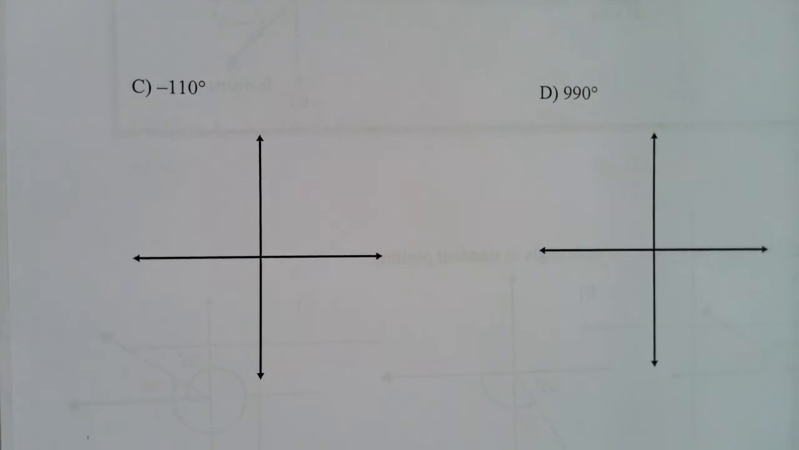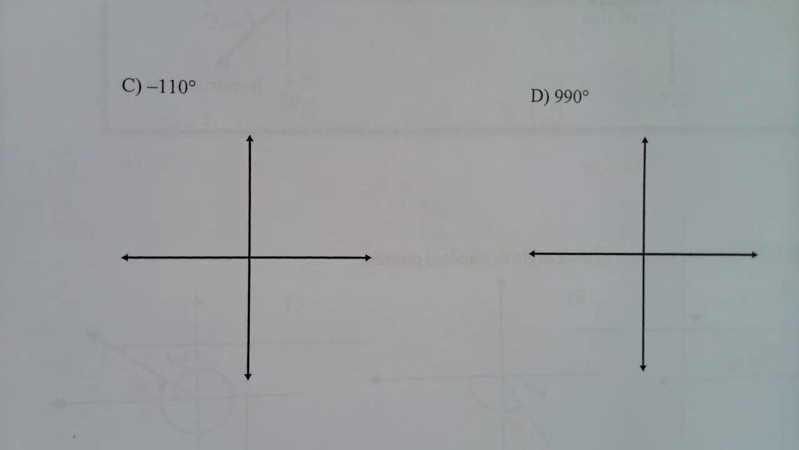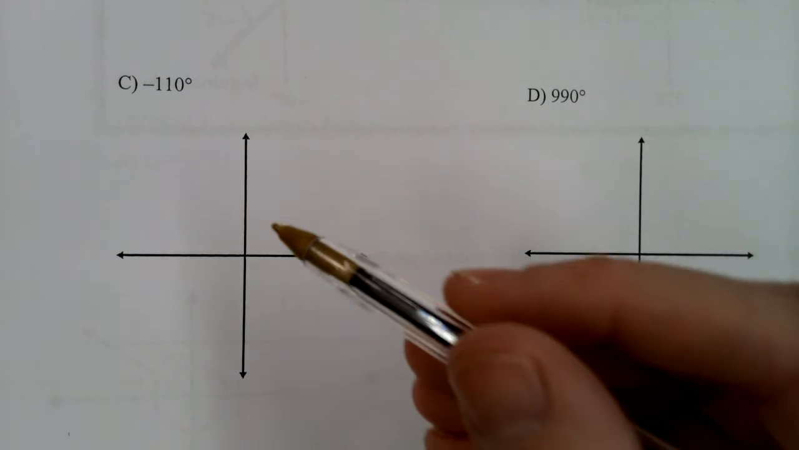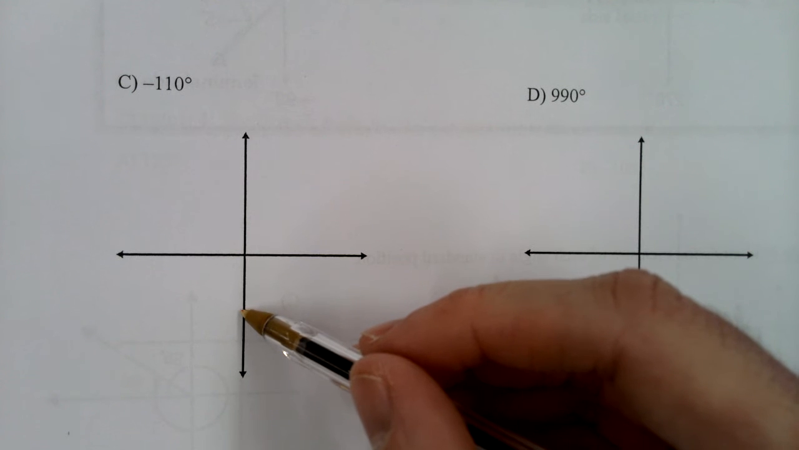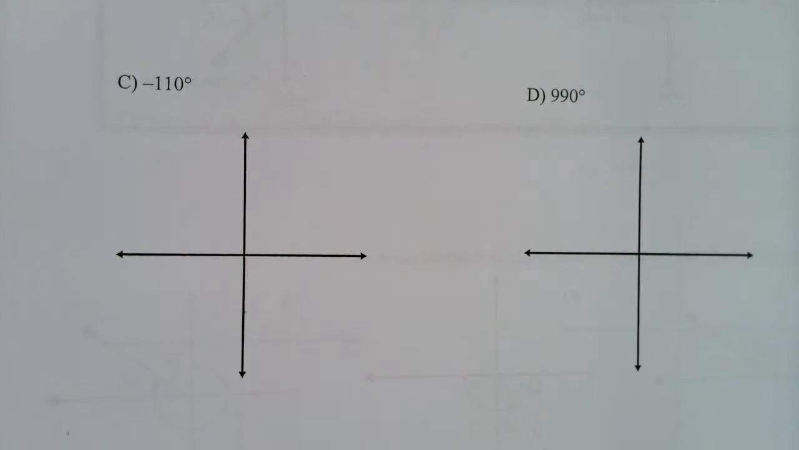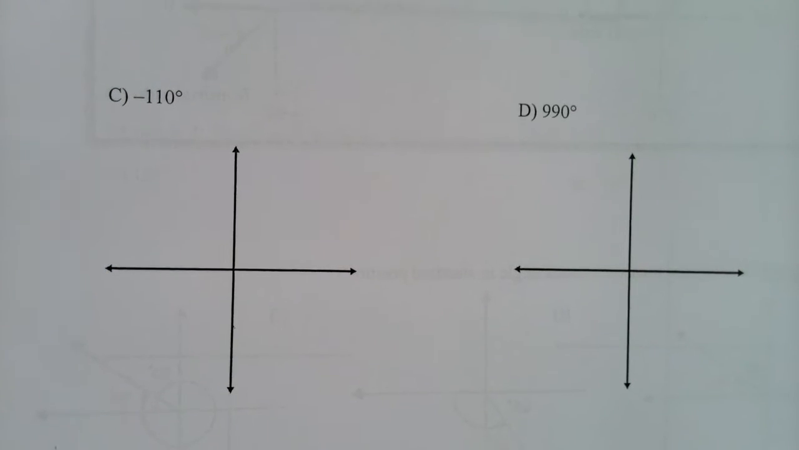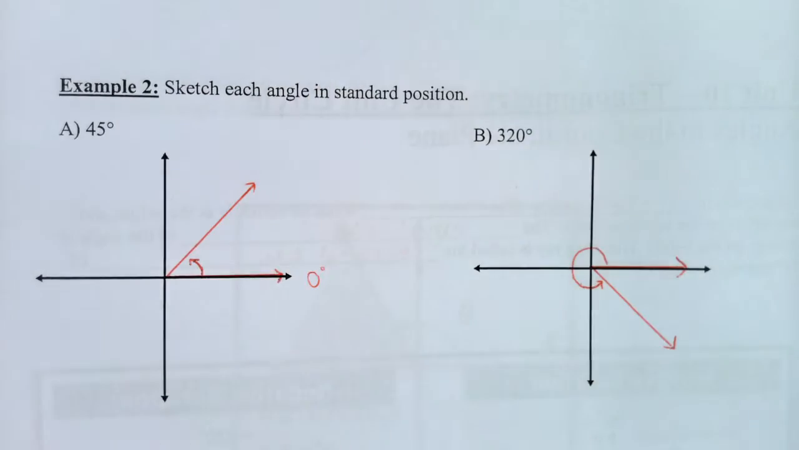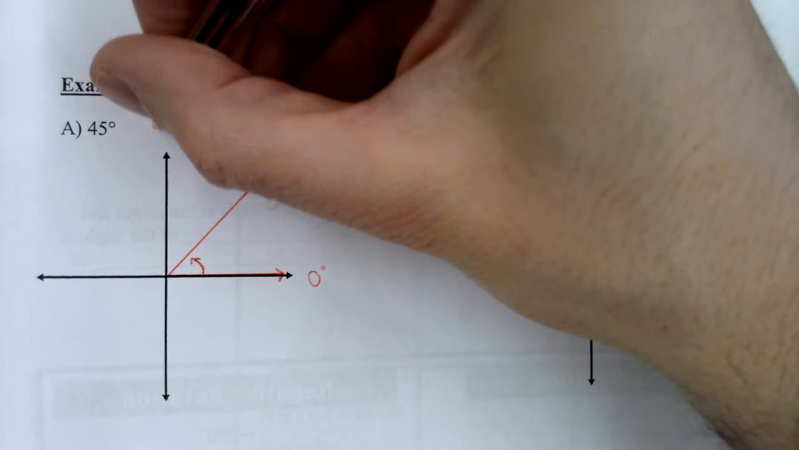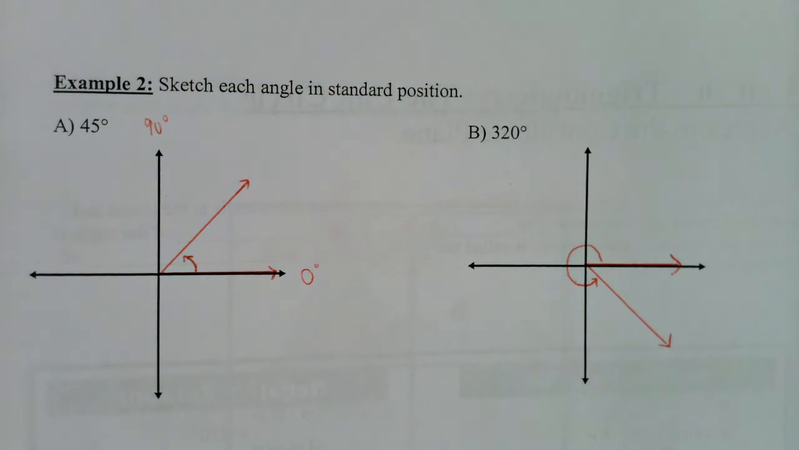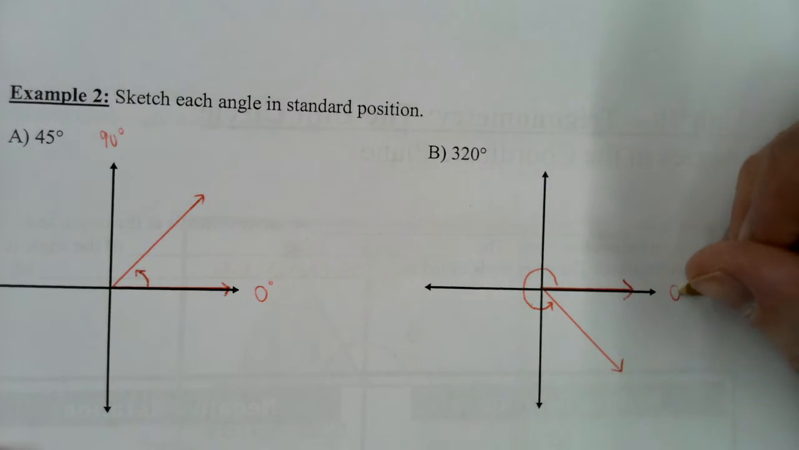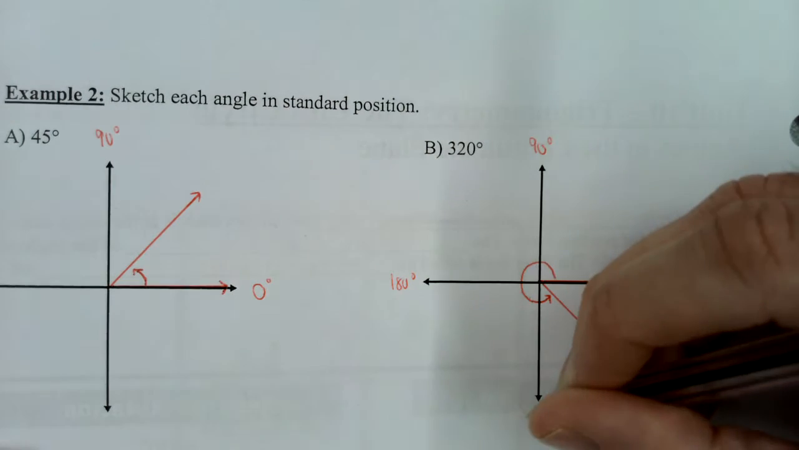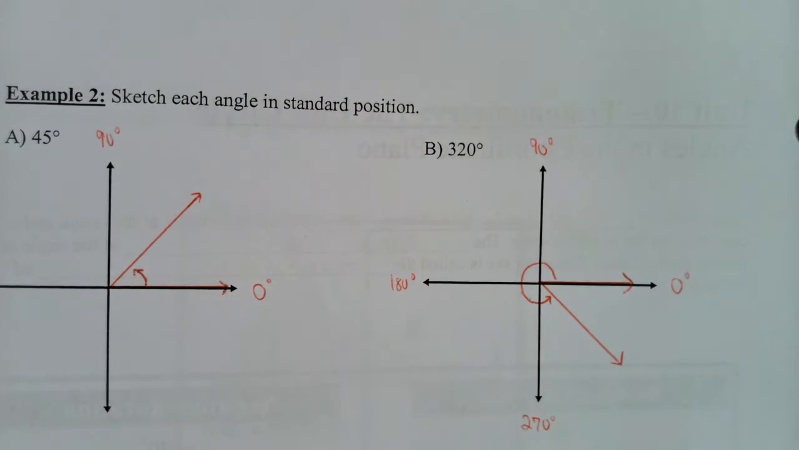Part C, sketch a negative 110-degree angle. Okay, so that means we're going to go clockwise. So this will be like negative 90 right here. This will be negative 180. Maybe I should put those in to help you see. If that's 0 degrees, this was 90 degrees in part A. This was 0 degrees, 90 degrees, 180 degrees, 270 degrees. Maybe that'll help you see it better.